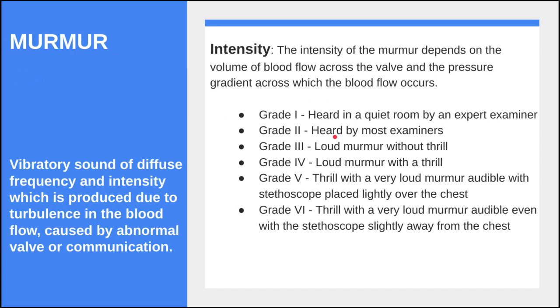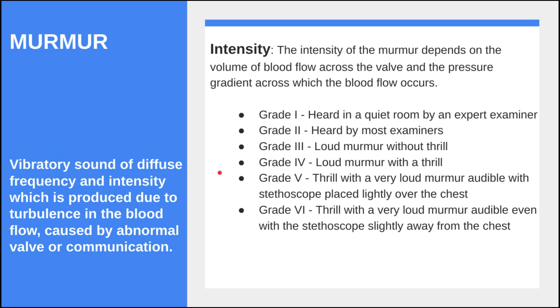Now, murmur. Murmurs are vibratory sounds of diffuse frequency and intensity which are produced due to turbulence in the blood flow caused by an abnormal valve or communication. And the intensity of the murmur depends on the volume of the blood flow across the valve and the pressure gradient across which the blood flow occurs.